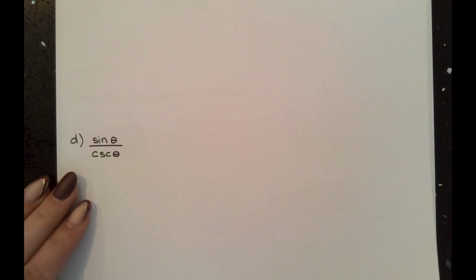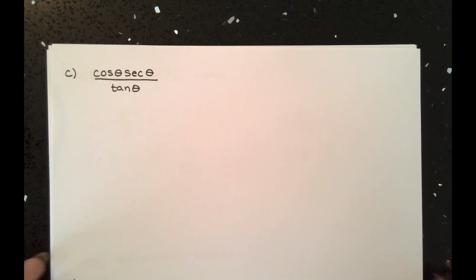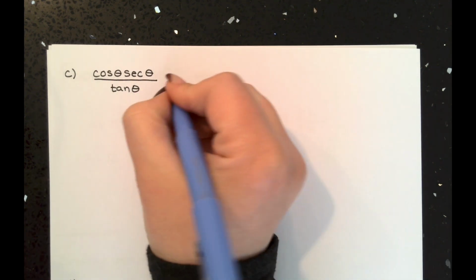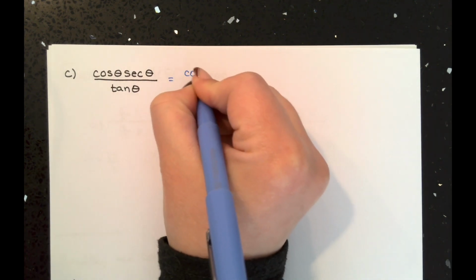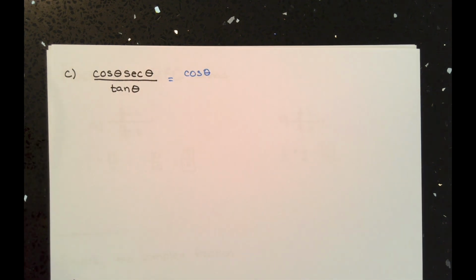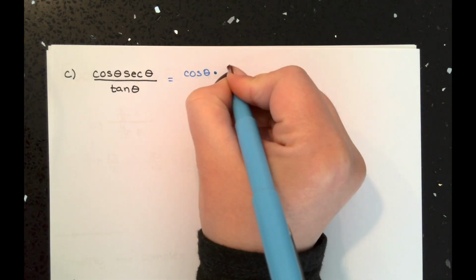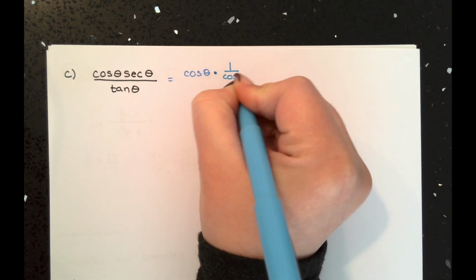Okay, moving on. We're going to go a little bit faster now on these examples. Step number 1, rewrite things in terms of sine and cosine. I already have a cosine here. Secant is the reciprocal of cosine. So secant is 1 over cosine.